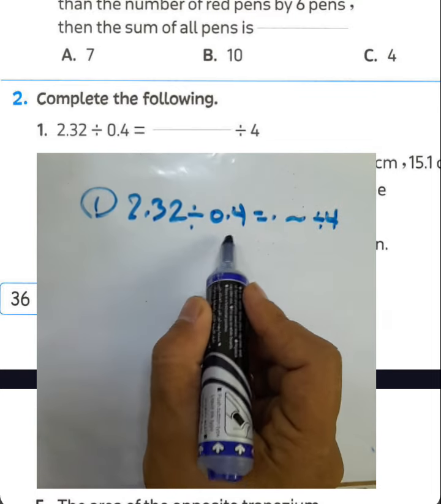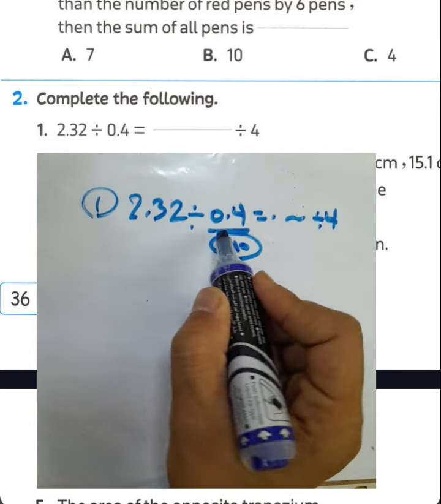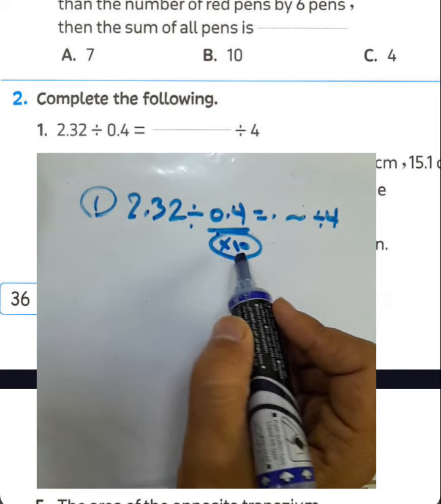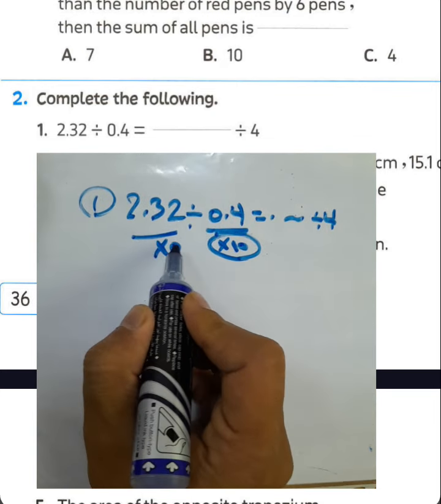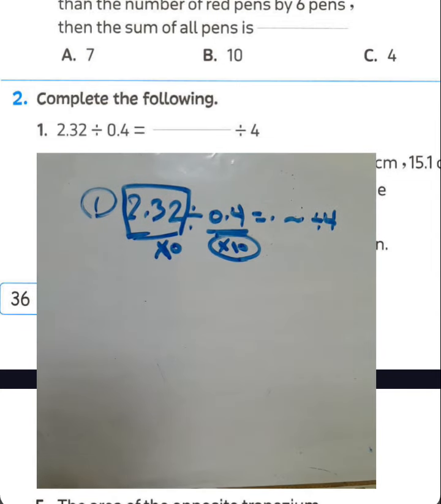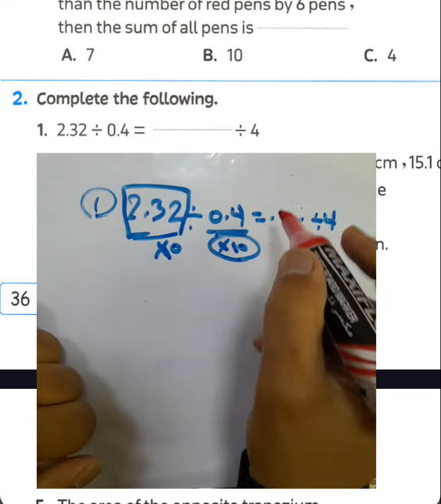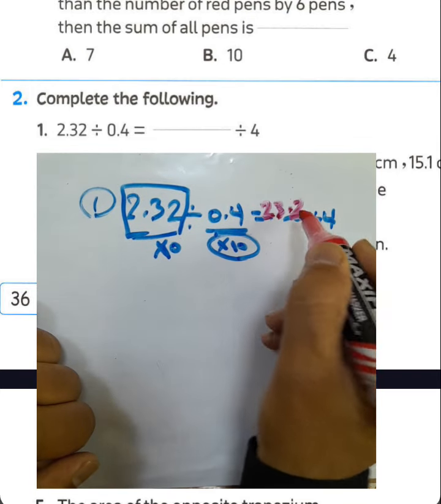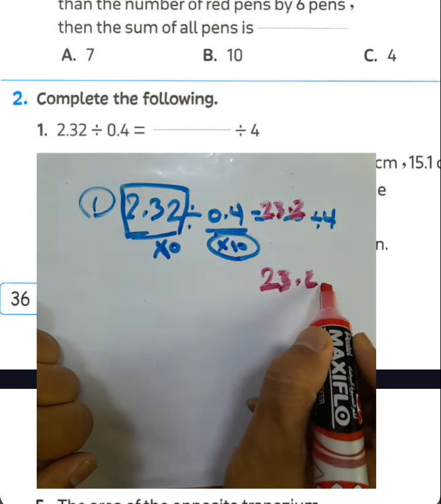Multiply by 10 the divisor, because the divisor here is a decimal, we must convert from decimal to whole number by multiplying the dividend and divisor by 10. Move the point right by one place, then the number here will be 23.2. Right, 23 and 2 tenths.